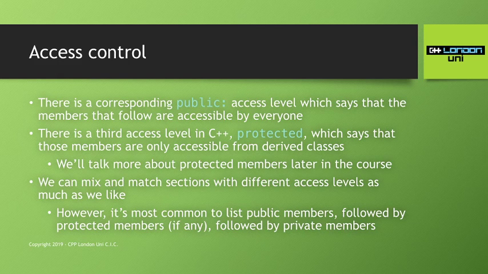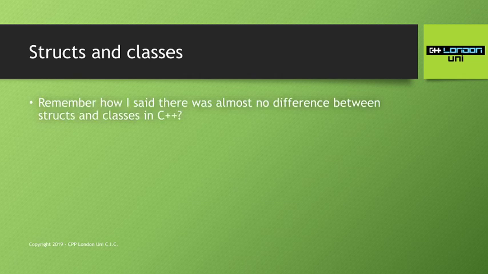Now, I had a question at the front about what's the default. Well, I've mentioned many times now that there is almost no difference between structs and classes in C++. This is, again, something that's different in a lot of other languages. Structs and classes are different things. In C++, they are the same thing.